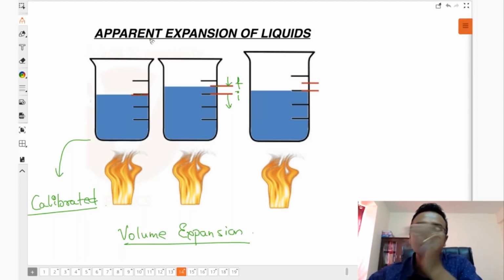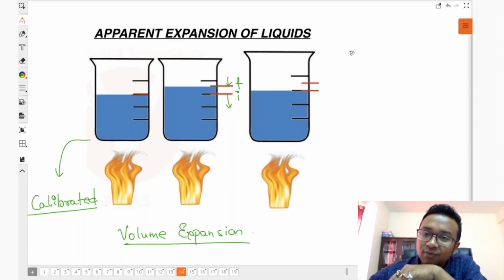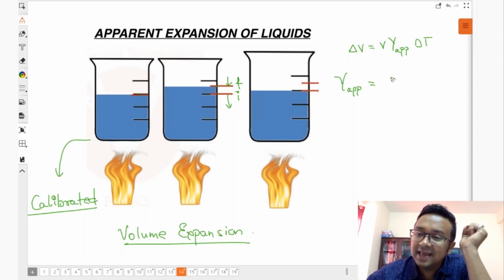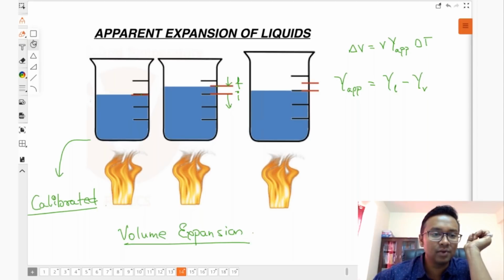So for that, we use the concept of apparent expansion of liquids, where we have delta V equals V into gamma apparent into delta T. Now here gamma apparent, students, is equal to gamma of the liquid minus the gamma of the vessel. So this is what you need to remember.